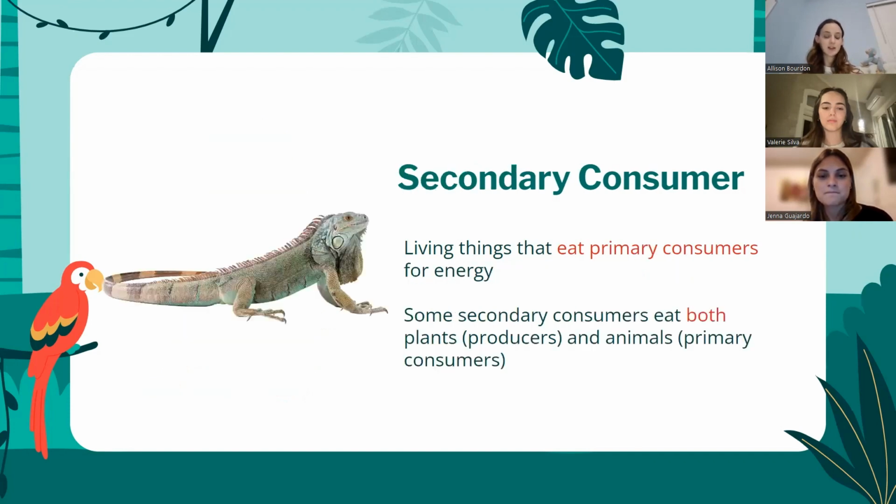And then we have a secondary consumer. That's going to be the next level. We're getting a little higher. These are living things that eat primary consumers for energy. Some secondary consumers eat both plants, producers, and animals, but primarily consumers. They can eat some plants, but basically the definition of a secondary consumer is that they do eat some animals. So they are allowed to eat both, but as long as they do eat other animals somewhere in their diet, then they are a secondary consumer.